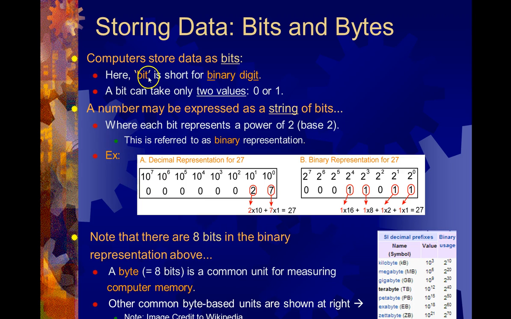So we say that computers store data as bits. And bit is short for binary digit. And binary means 2. So a binary digit means a digit that can only take on one of two values. So usually we denote them by either 0 or 1. It doesn't really matter what you denote them as. The point is that they can only take on one of two values.